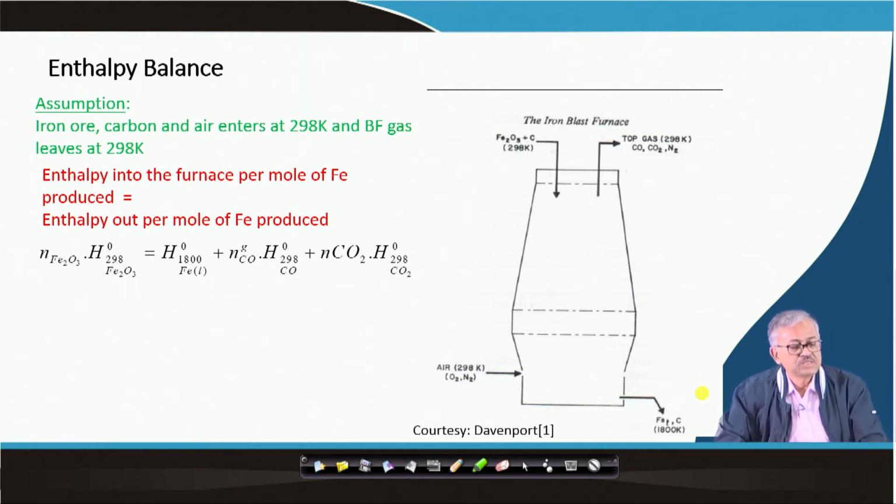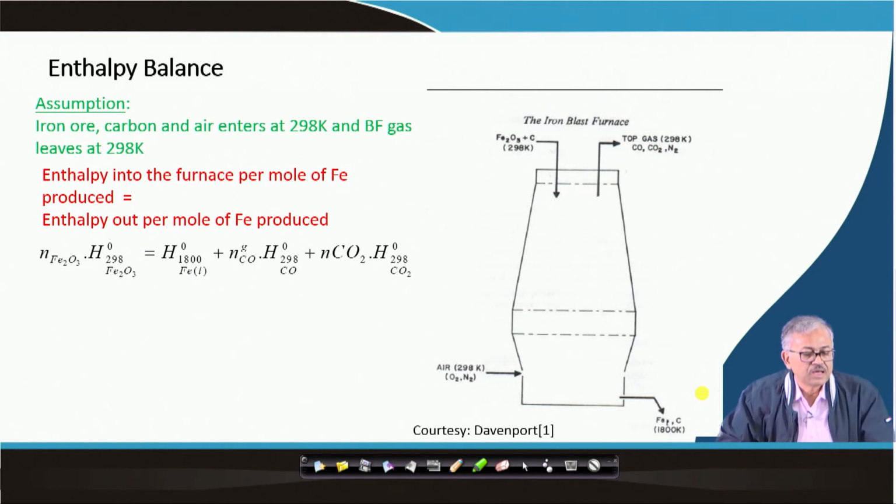And how many moles are there? There are the moles of Fe2O3 required to produce 1 gram atom of iron. Obviously NFe2O3 will be half, because 1 mole of Fe2O3 produces 2 gram atoms of iron, so half a mole of Fe2O3 will produce 1 gram atom of iron. So, NFe2O3 will be half, multiplied by the standard enthalpy input through the Fe2O3.